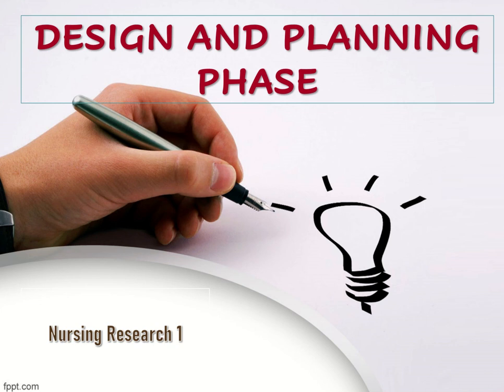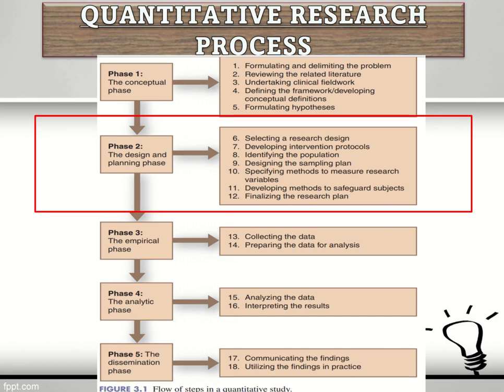And if you could recall, we have several phases involving the quantitative process. And just for a quick review, here it is, our quantitative process. So we are actually done discussing phase one, which is about the conceptual phase. And under that, we talk about how to formulate and delimit a problem, review related literature, conceptualize or develop framework, conceptual definitions, and hypotheses relating to your research.